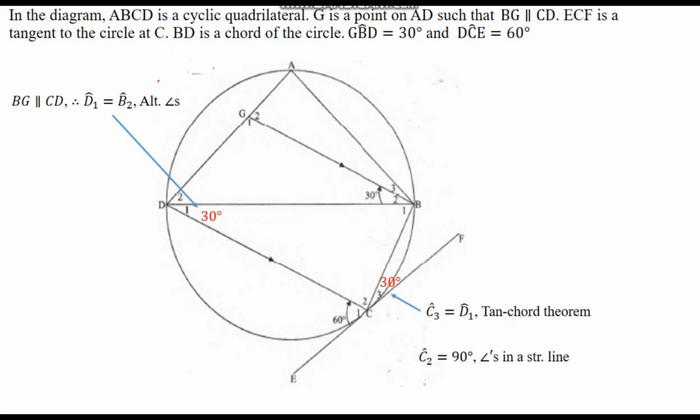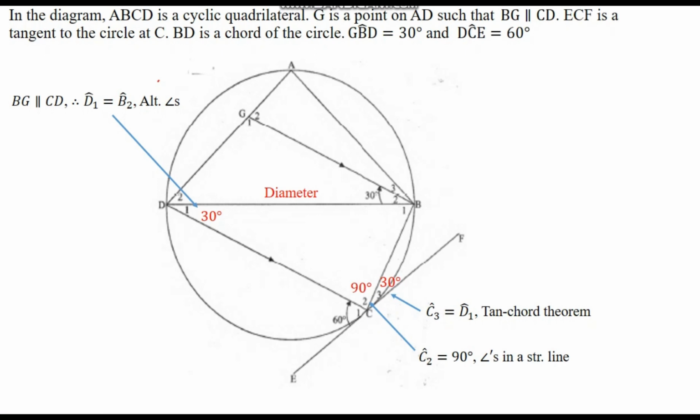Right, looking at the straight line with angles C1, C2, and C3. We apply the theorem which says that the angles on a straight line add up to 180 degrees. So the magnitude of angle C2 in this case is 90 degrees. The magnitude of angle C2 is 90 degrees. Reason: angles in a straight line are supplementary.